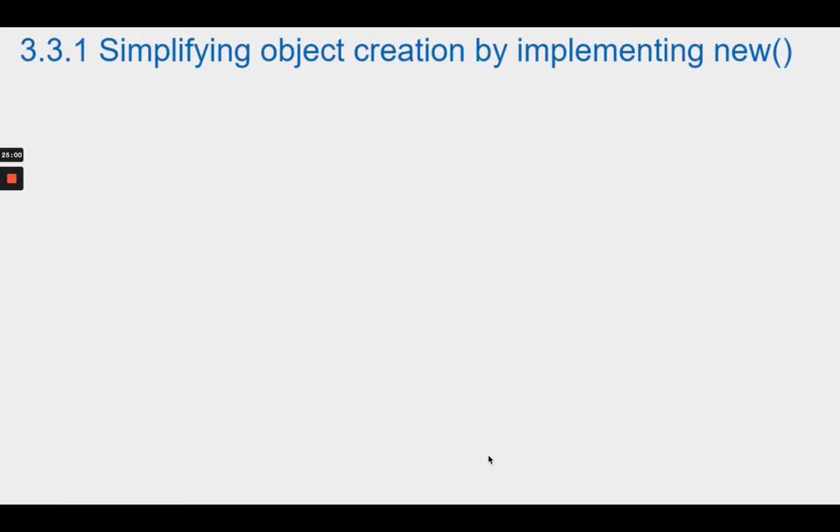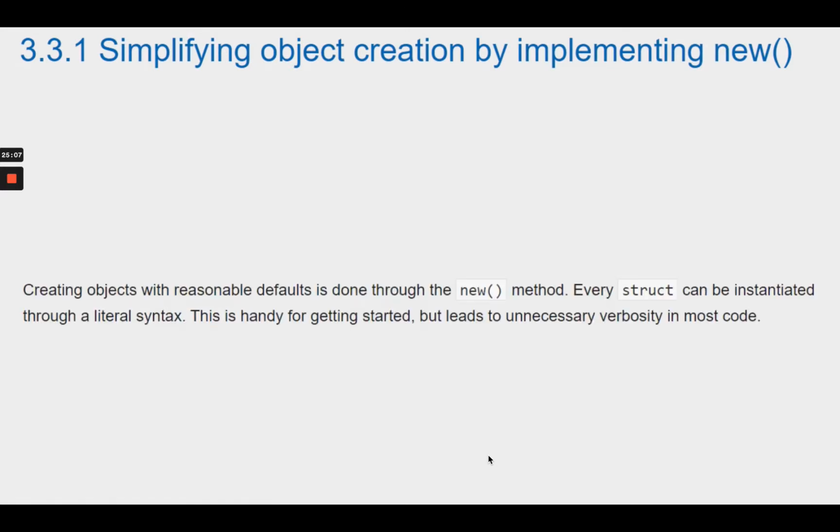Section 3.3.1. Simplifying object creation by implementing new. Creating objects with reasonable defaults is done through the new method. Every struct can be instantiated through a literal syntax. This is handy for getting started, but leads to unnecessary verbosity in most code.